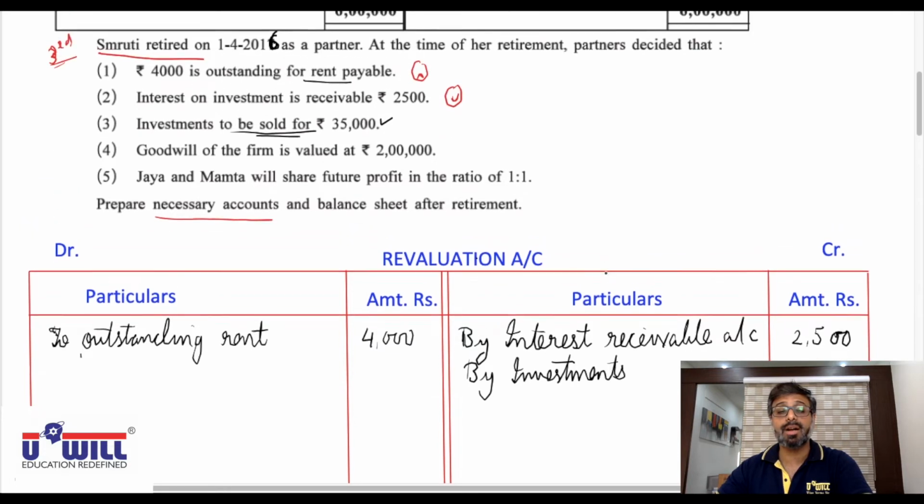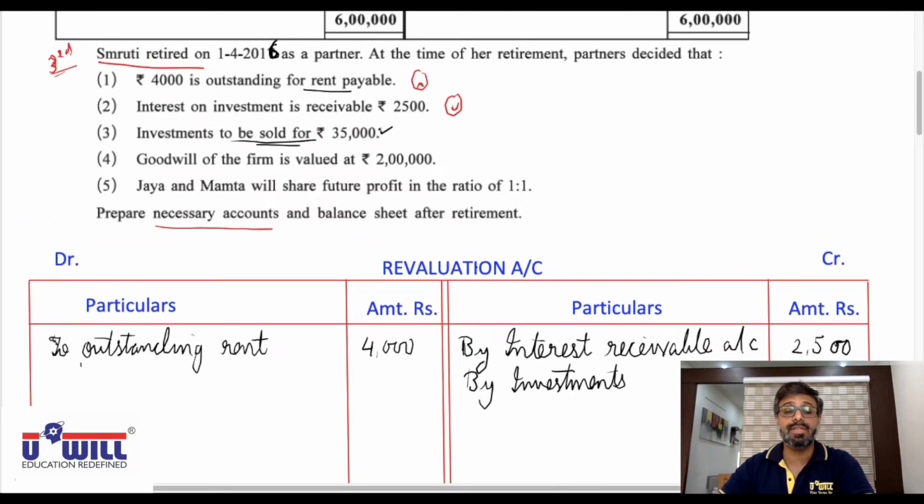By investments account with the profit of 2,000, 33,000 investments now. We are selling it for 35,000, so we should be happy with it. We should be happy that investments value has gone up by 2,000.